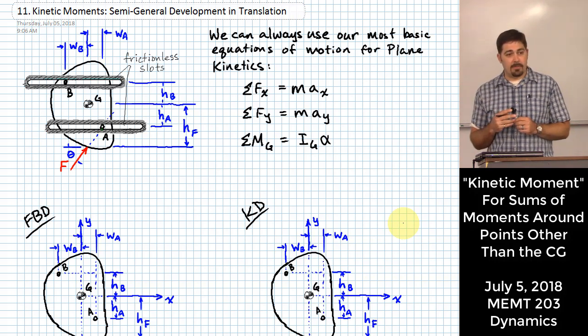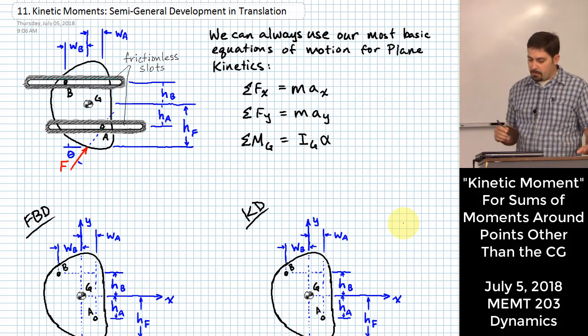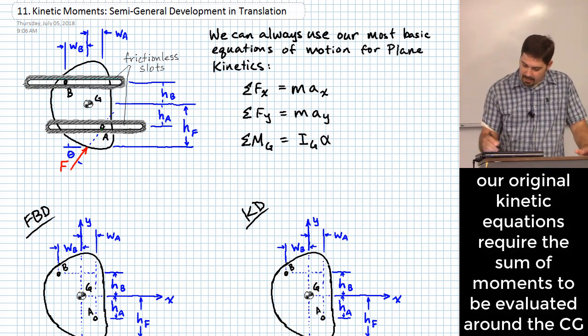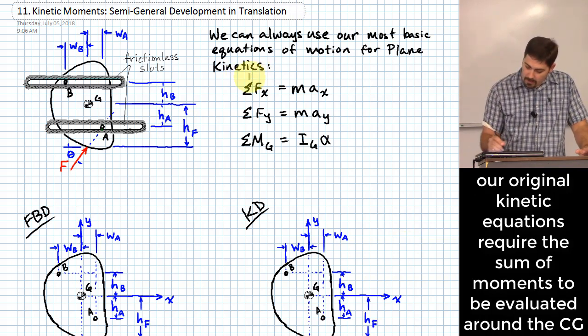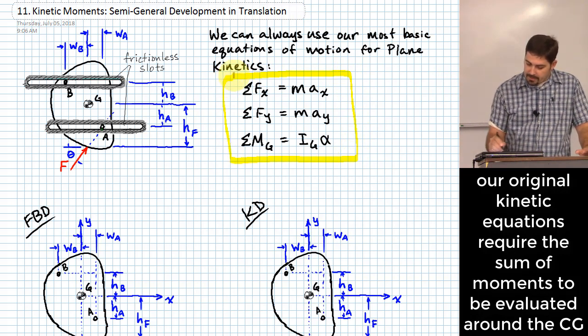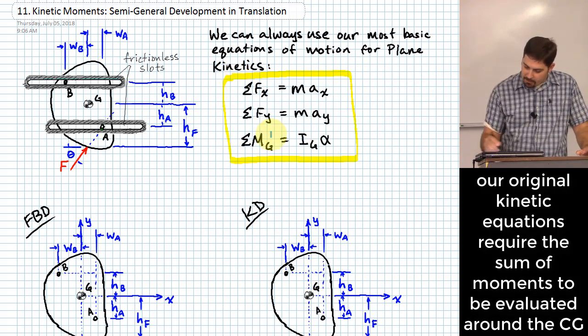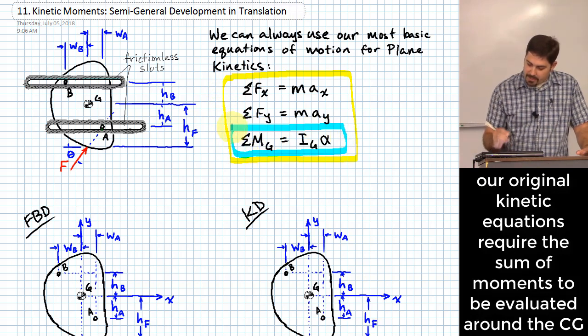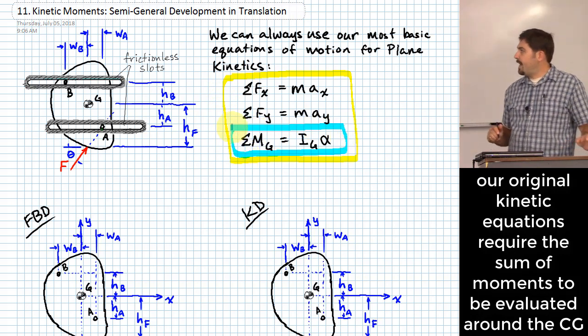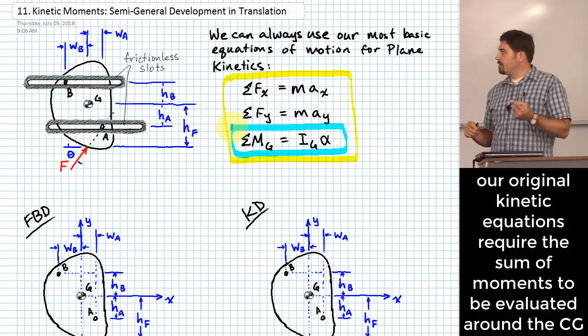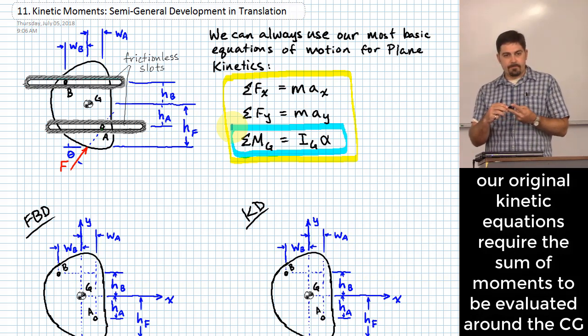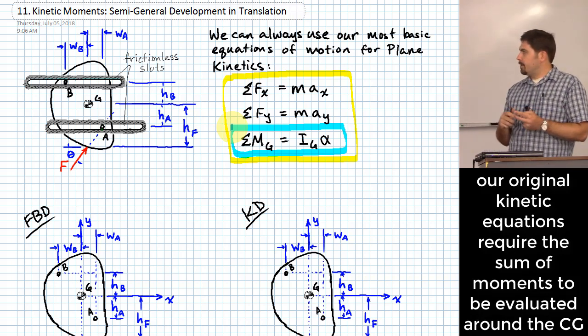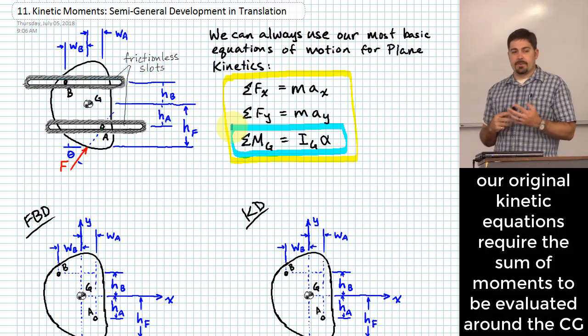the center of gravity. And you might remember that with the basic equations of kinetics that I have written up here, it was important for us, especially with this sum of moments equation right here, that we had to sum moments around the center of gravity, and we had to use a moment of inertia also about the center of gravity.